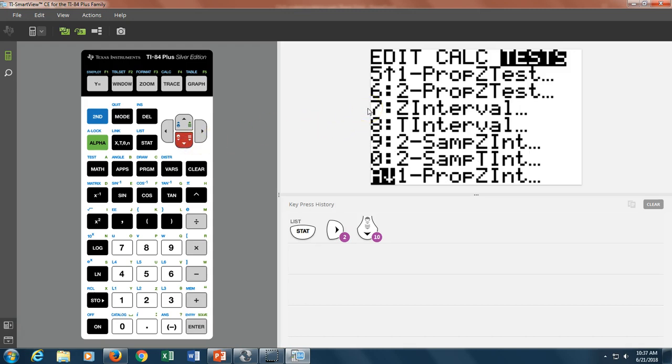Now, number 7, the z interval, we won't be doing that in this class. Let me explain a bit. The z interval is used when you know the population standard deviation. Okay, a population standard deviation. Well, think about it for a minute. If you don't know the population mean, how would you know the population standard deviation?